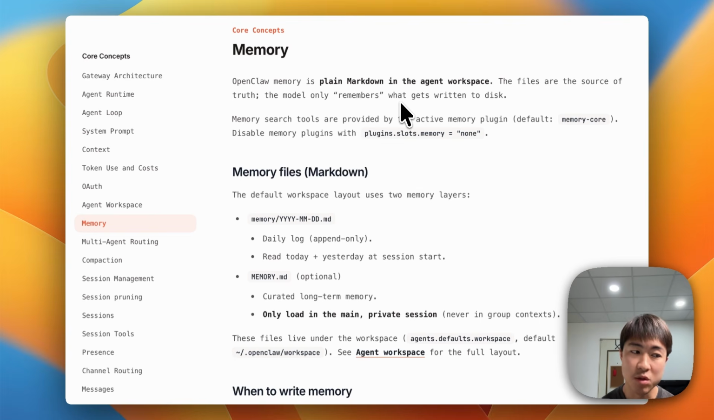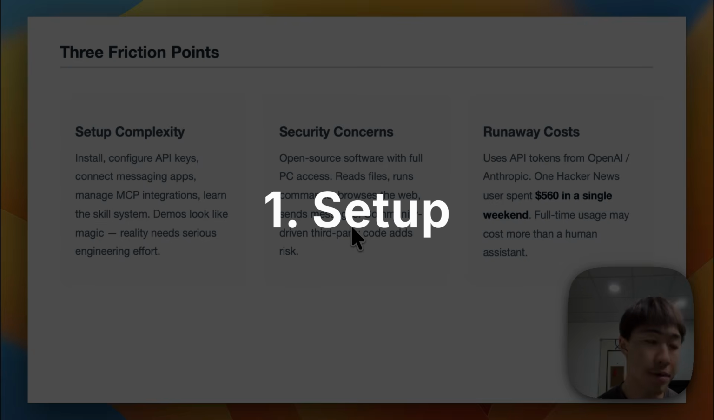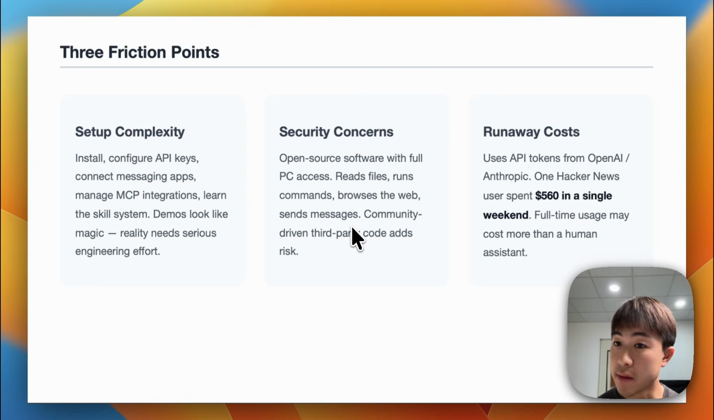Here's where the conversation changes. The vision is amazing, but when you actually try to use OpenClaw day to day, you run into some real friction. The first thing is setup. Getting OpenClaw running properly is not simple. You need to install it, configure API keys, set up messaging and app connections, manage MCP integrations, and figure out the skill system. Even just connecting WhatsApp requires a separate phone number and a bunch of steps before you even see the QR code. If you are an engineer, you can get through it. But if you're not, it's honestly really tough.